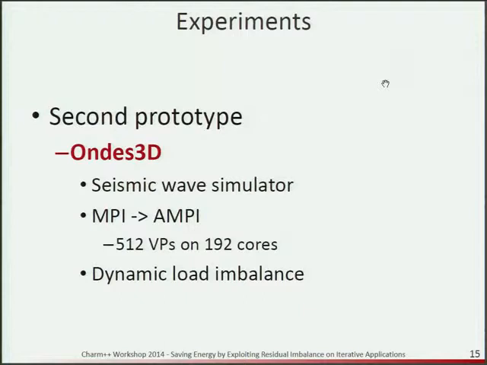And we also can have dynamic load imbalance because as the wave is propagated, we are going to change the load of the parts of the simulation that are going to be affected there. And this application was developed for different libraries, different parallel libraries and languages. And we just took the MPI version and migrated it to AMPI. Actually, another colleague of mine did that kind of work previously. And for this experiment, we are running 512 virtual processors on AMPI on the 192 cores that we have. So we have 3 virtual processors per core, if I'm not wrong.